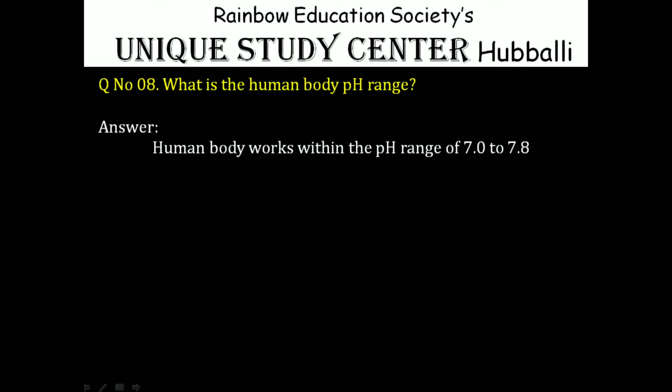What is the human body pH range? The human body undergoes sufficient digestion in the pH range of 7.0 to 7.8. Under this pH value, the human body works properly.